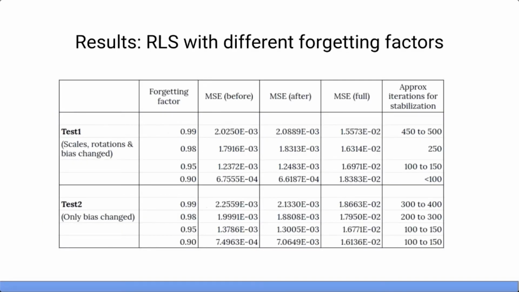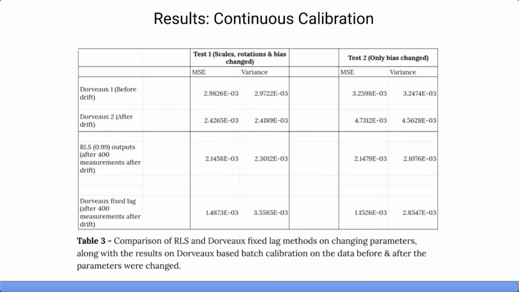So again, we performed two tests on RLS as well as our Dorvo fixed lag method. In the first test, we changed all the calibration parameters midway through the 40 second run. And in the second test, we only changed the bias. And we can see that in both the methods, RLS is able to converge pretty well on the new calibration parameters. We also compared the methods to each other, and we compared the results obtained from these methods to simple batch calibration before and after the change of parameters occurred. And we see that the iterative least square Dorvo method gives a lower mean squared error, but a higher variance. RLS, on the other hand, gives a pretty low MSE and variance, and is also better than the batch calibration that we were performing.